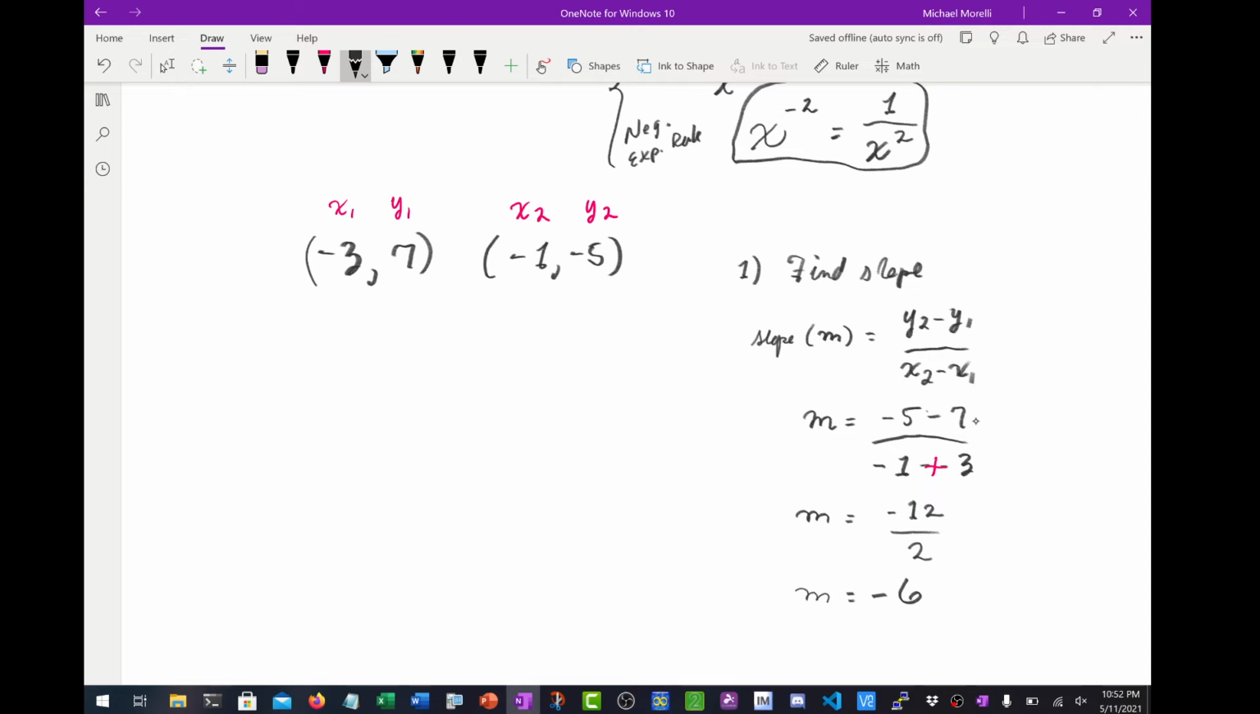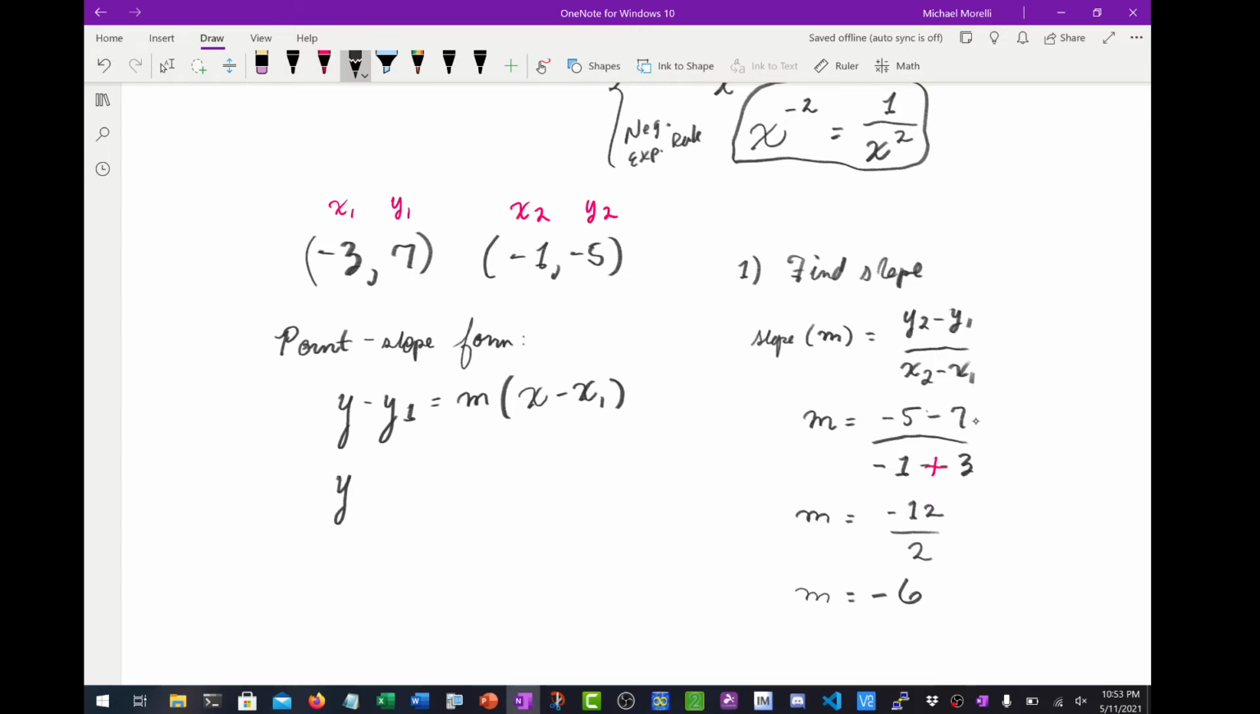Okay, so I've got the slope. Now I need to recall a form called the point slope form. And that form is y minus y1 equals m, open parentheses, x minus x1, close parentheses. We're just going to substitute in values here.